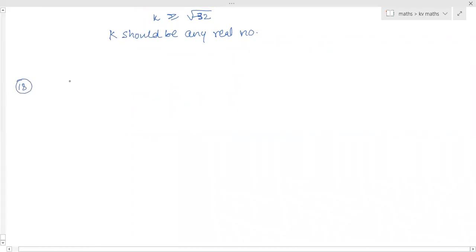Now 17th we have solved. The next question is 18th one. If the roots of the equation are equal, so what is the equation? A square plus b square into x square minus 2 ac plus bd into x plus c square plus d square is equal to 0. Okay.